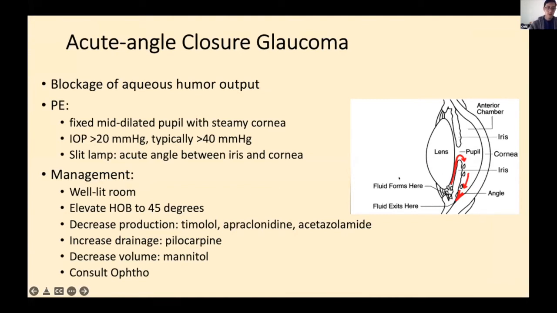Management will consist of keeping the patient in a well-lit room to help constrict the pupils. You want to elevate the head of the bed to 45 degrees. And you can decrease production of the aqueous humor by giving timolol, apraclonidine, an alpha-2 agonist, or acetazolamide. You can also increase drainage by giving pilocarpine topically, or you can decrease volume by giving mannitol. And you want to make sure you emergently consult ophthalmology.